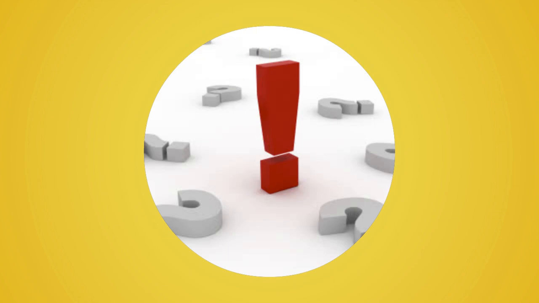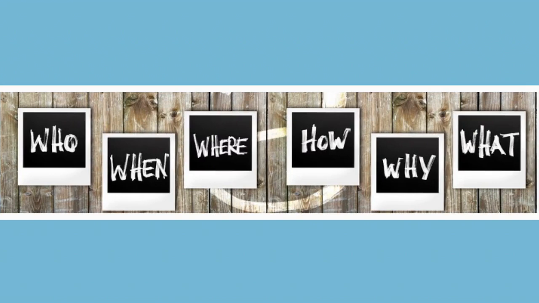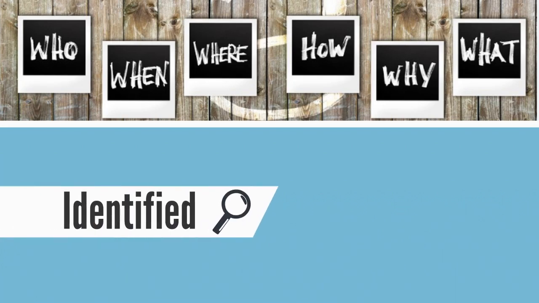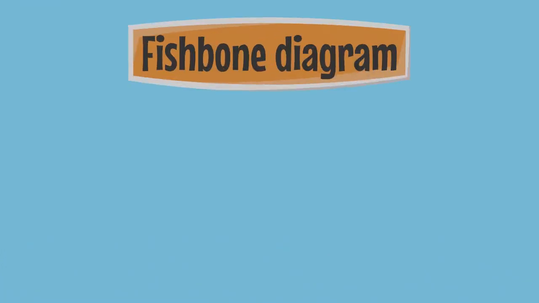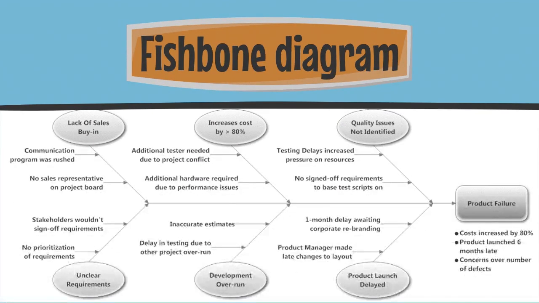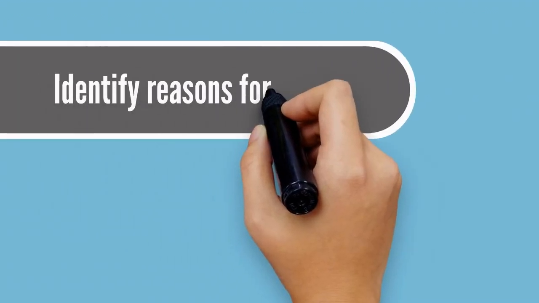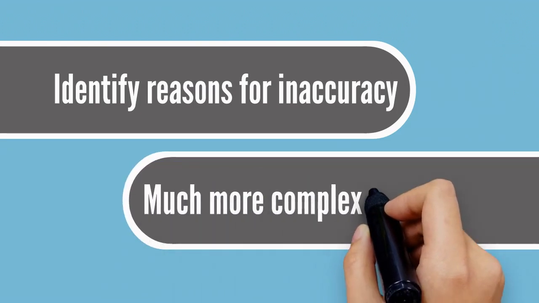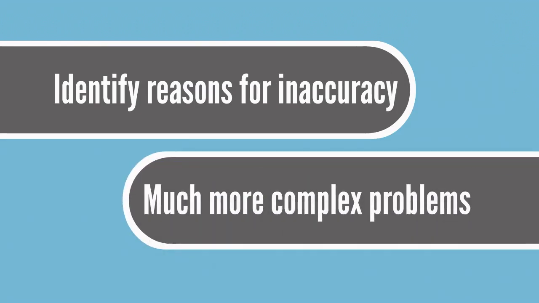Another technique involves asking who, when, where, how, why, and what. By asking these questions, the real problem can be identified and corrected. A fishbone diagram provides an opportunity to brainstorm ideas and reach the root cause of a problem. This technique can be used to identify reasons for inventory inaccuracy, but it can also be used to solve much more complex problems within a company.